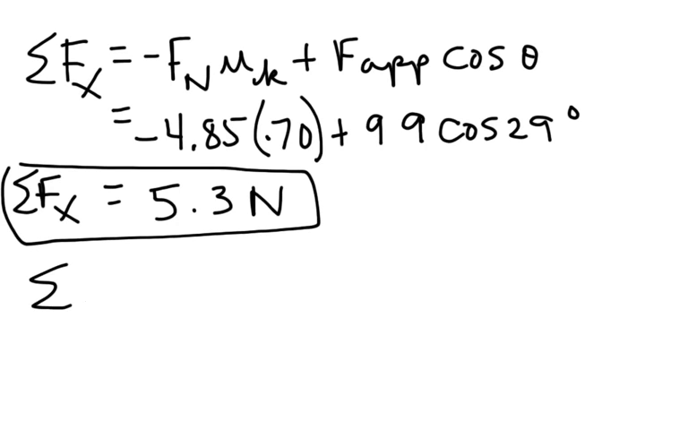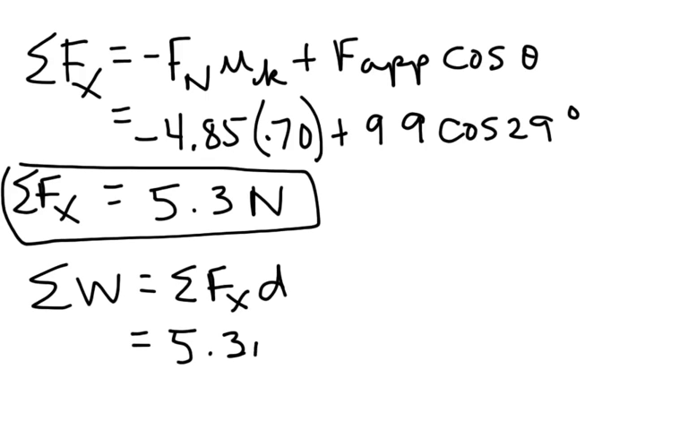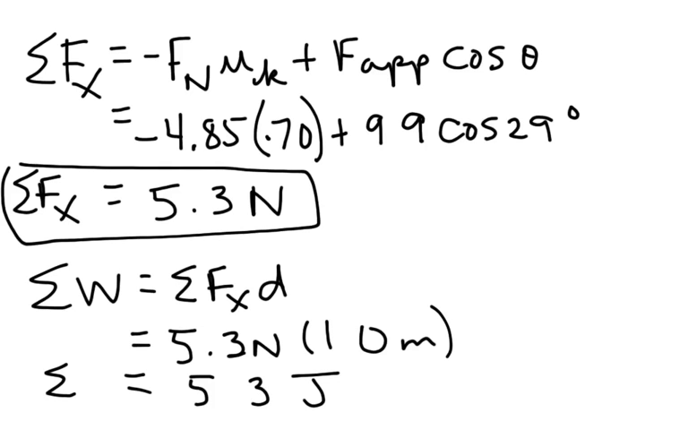Now we just need to find the net work, which is the parallel force. In this case, it's the sum of the forces in the x direction multiplied by the displacement. So 5.3 newtons multiplied by 1.0 meter gives me 5.3 joules.